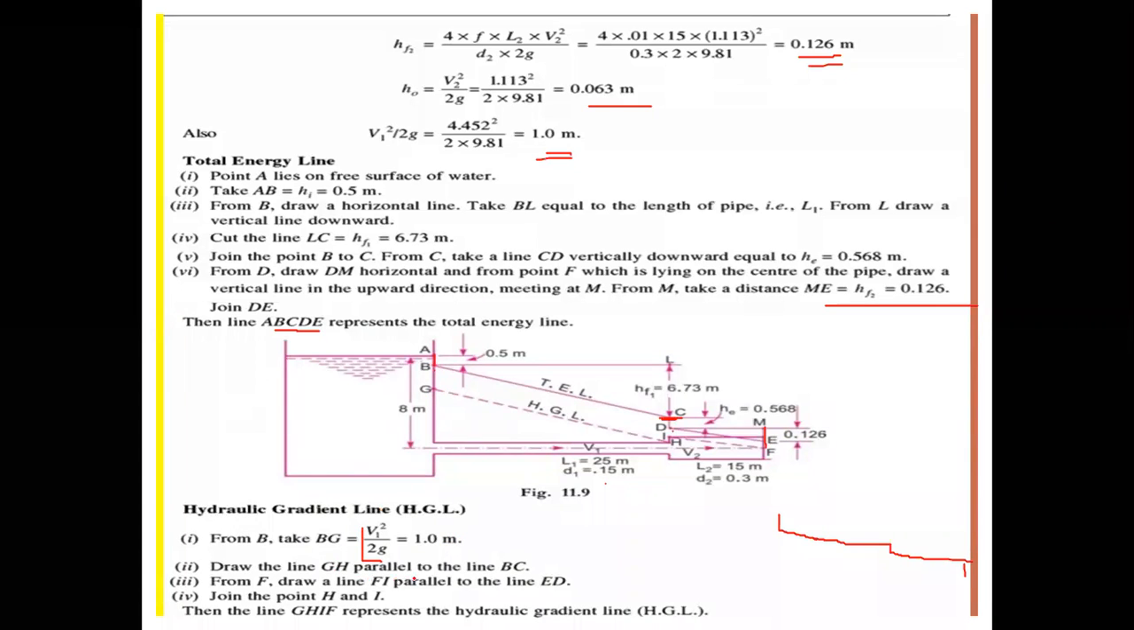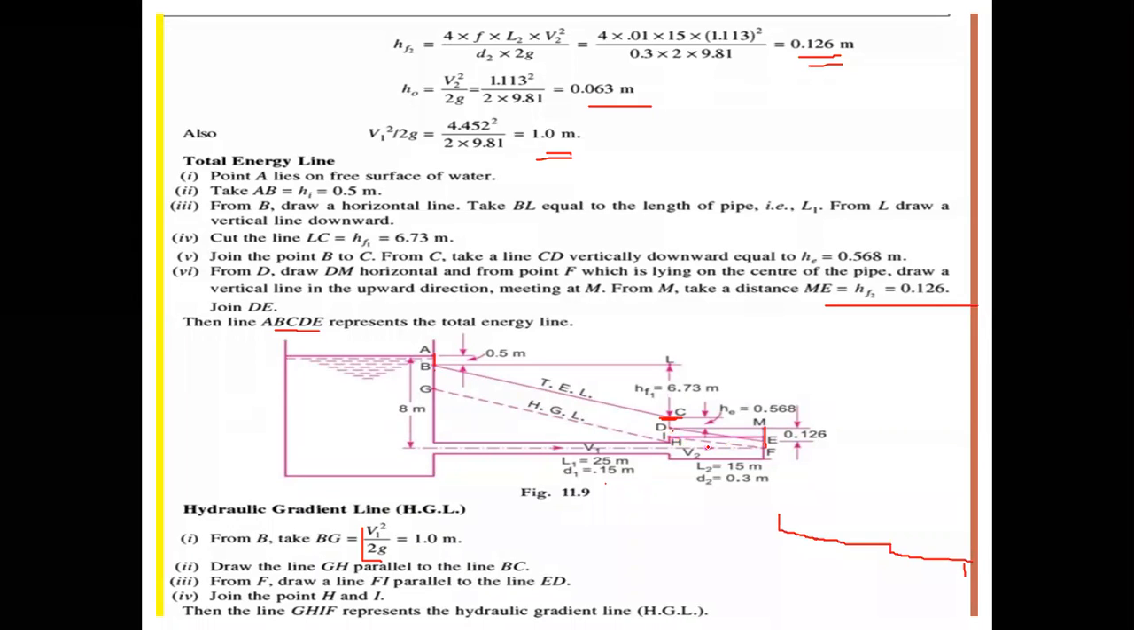Now draw the line GH parallel to BC. From G, draw a line GH parallel, up to here. So up to the end, the neck of this first pipe, draw a line which is parallel to BC. Okay? Next from F draw a line FI. From F, where is F here? Below, the center of the pipe, from the center of the axis. From F draw FI. From here again draw a parallel line. FI parallel to the line ED, that is, ED here is this one, from E to D, make a parallel line, we are showing a dotted line.